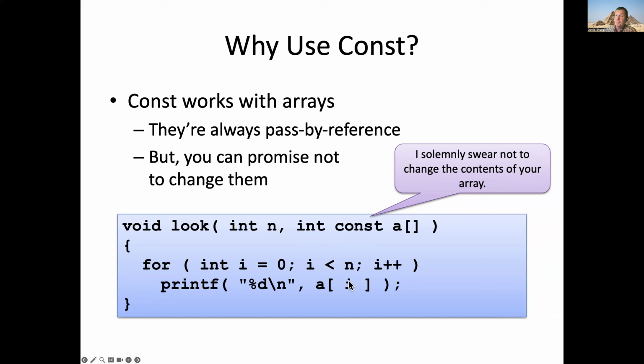This would still let me print out what's in the array, but if I tried to cheat, the compiler is going to complain here. So think of const as a way of communicating with client code, telling them what you plan to do with the parameters that are passed in.